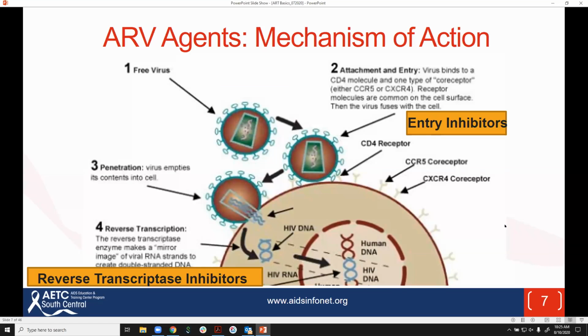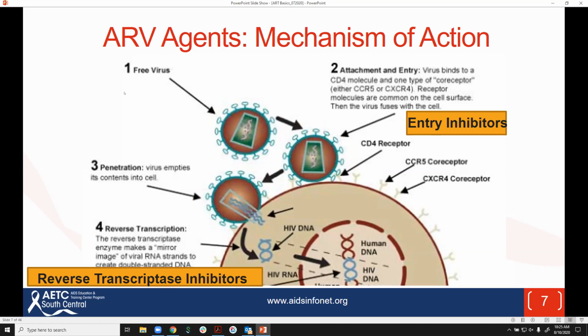So what I want to talk about today are our tools in our toolbox to control HIV infection. In order to understand the antiretroviral classes and their mechanism of action, I think it's helpful to review the HIV life cycle a bit. So we'll discuss the life cycle briefly to review the sites of action of various antiretroviral classes.